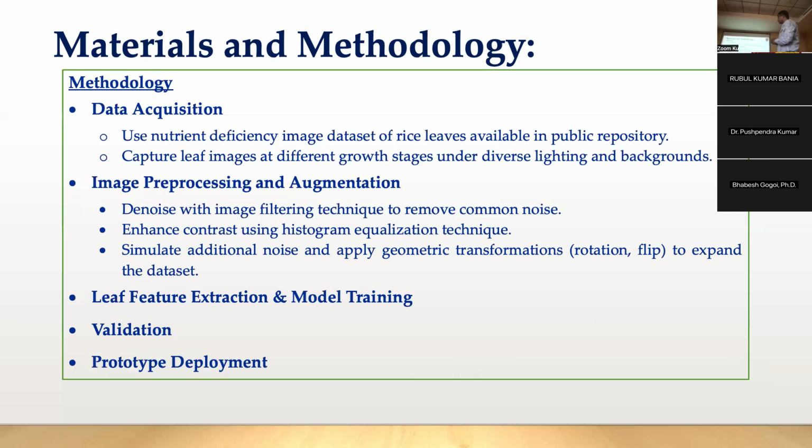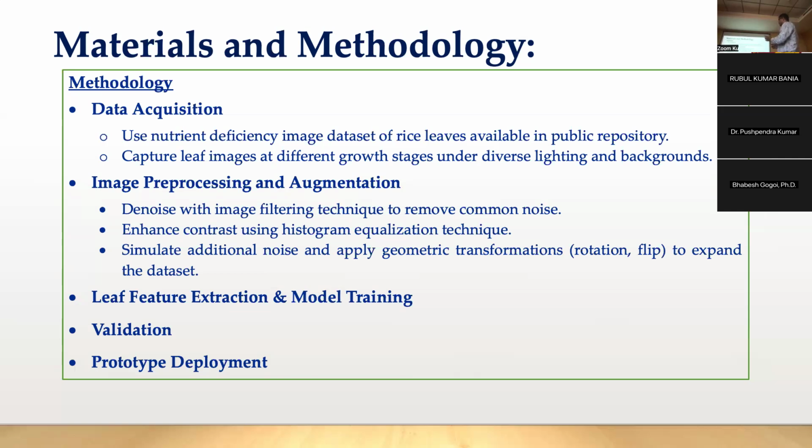First is data acquisition. We will use nutrient deficiency image datasets of rice leaves available in public repositories like Kaggle. And second, we captured leaf images at different growth stages under diverse lighting and backgrounds from farmers' fields.